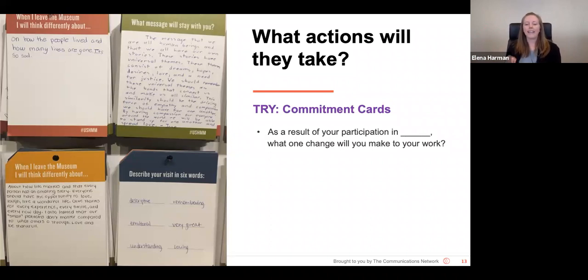So again, with that single focused question, if you don't know what to ask, I would recommend using this question: as a result of your participation in ComNet, in Elena's Tuesday webinar, what is one thing you will change to make your work more effective? And I left off the end of that question.